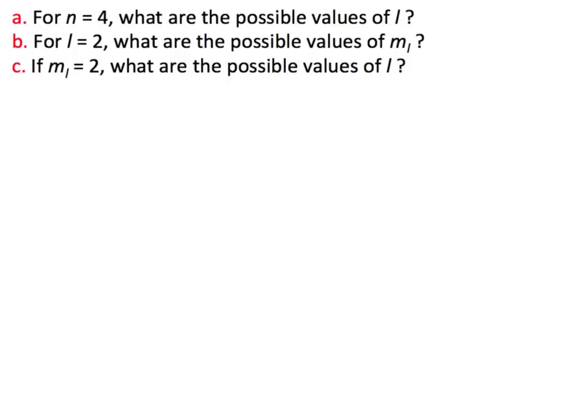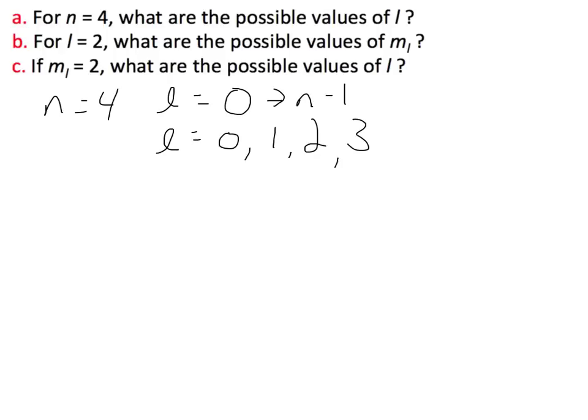Alright, practice problem 6.6 says, for n equals 4, what are the possible values of L? Here we're told that our n value is equal to 4. If we're looking for the L value, we know it must be from 0 to n minus 1. That means this L value is going to be equal to 0, 1, 2, and 3, because n minus 1 is 3.